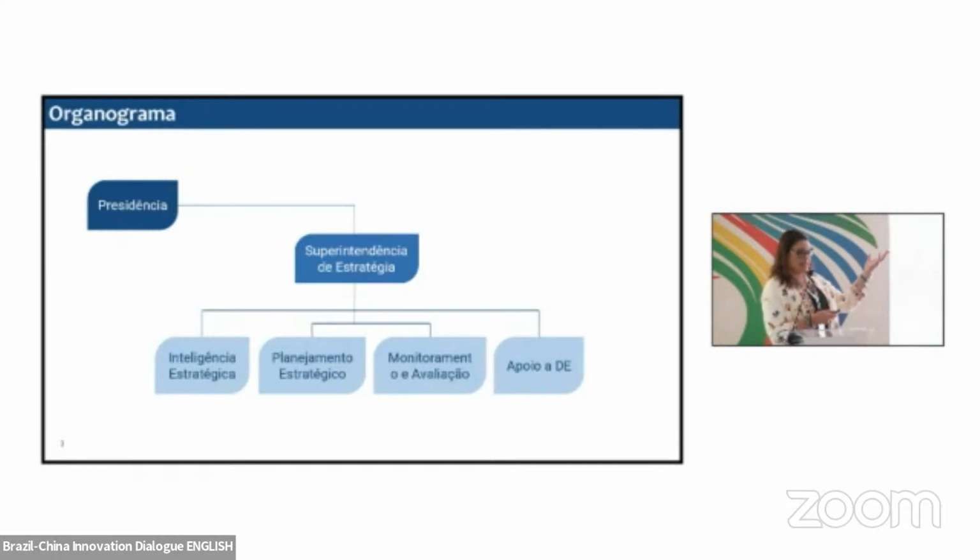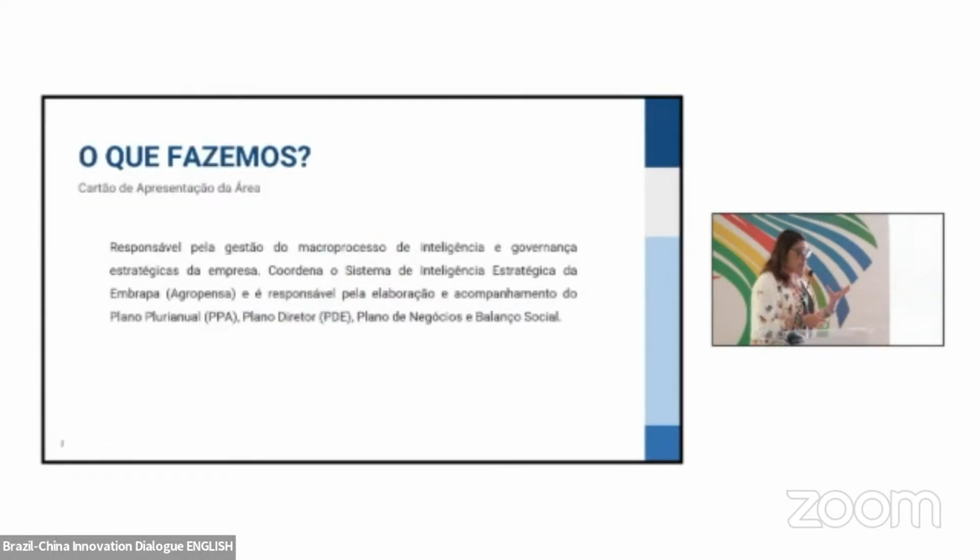So the strategy superintendent is connected to the president of Embrapa, and we perform in 4 specific areas: strategic intelligence, strategic planning, monitoring, assessment, and support to the board. We are in charge of the macro process of intelligence and governance of the company, and we coordinate the intelligence system of Embrapa, that is Agrupensa, and it's in charge also for the issuance of the pluriannual and master plan and business plan and the social record.